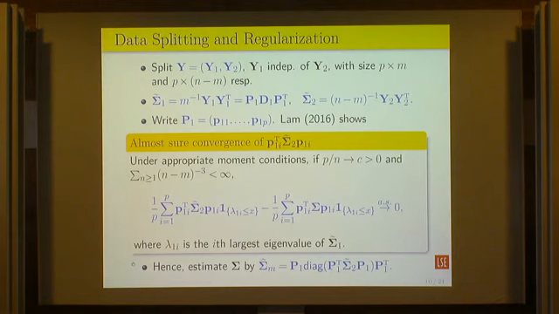And the main thing is actually these p. If you include more data for estimating these eigenvectors, then the practical performance is better.